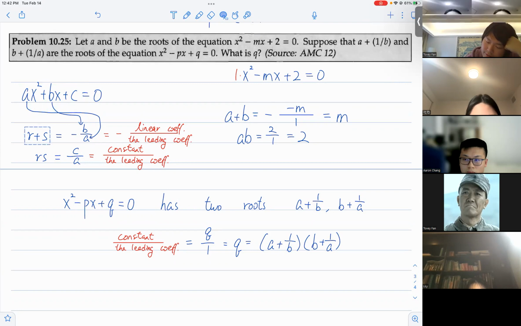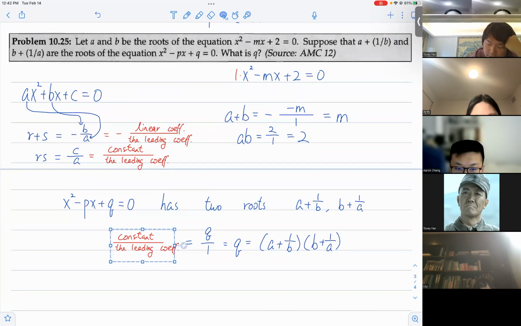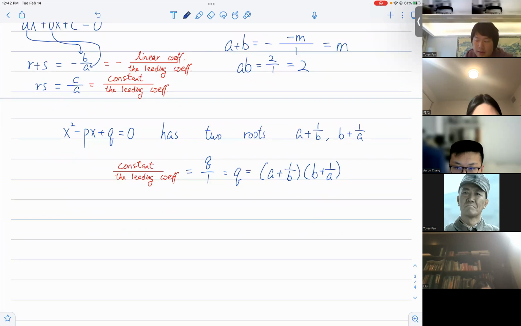For a quadratic, the sum of the two roots is the linear coefficient over the leading coefficient with a negative sign, and the product is the constant over the leading coefficient. Here the two roots are given, a plus 1 over b and b plus 1 over a, so their product, constant over leading coefficient, is q. So does that make sense? That's using Vieta's theorem. OK, no problem, I'll continue. So to get the value of q, of course, you need to expand the brackets, right?